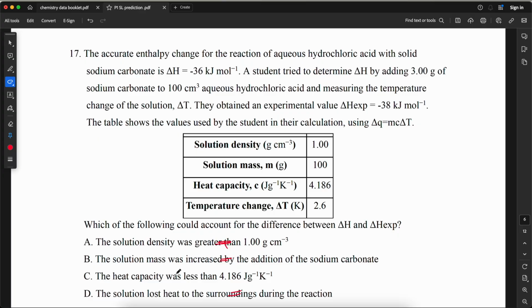But the heat capacity was less than 4.186. That would be the case. Because if mass and temperature are correct, so the number of heat capacity influence this experiment. If the heat capacity is lower, so delta H will be close to the negative 36 kilojoule per mole.